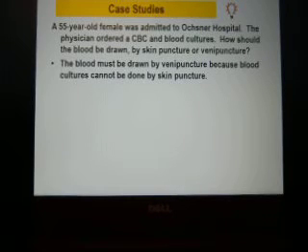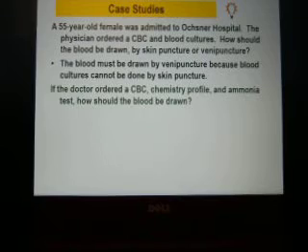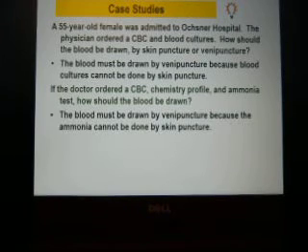Okay, so the blood must be drawn by venipuncture because blood cultures cannot be done by skin puncture. That's why it's important that you understand which tests can and cannot be done by skin puncture. If the doctor ordered a CBC, chemistry profile, and ammonia test, how should the blood be drawn? The blood must be drawn by venipuncture because the ammonia cannot be done by skin puncture.